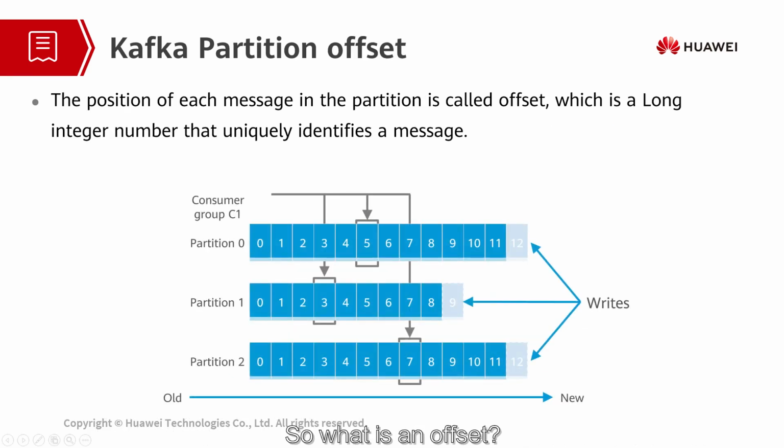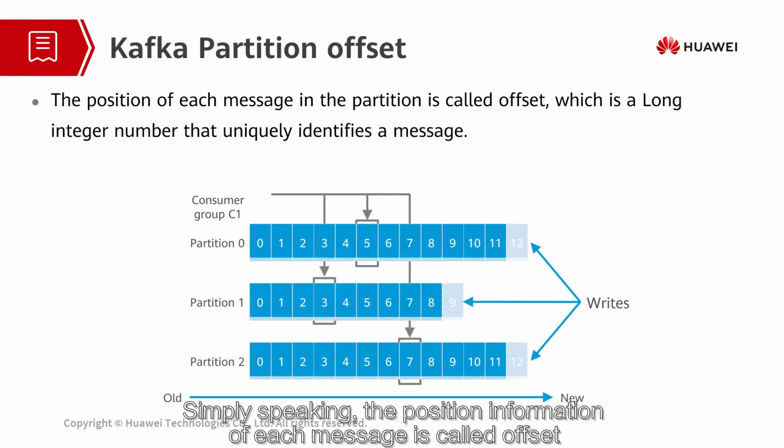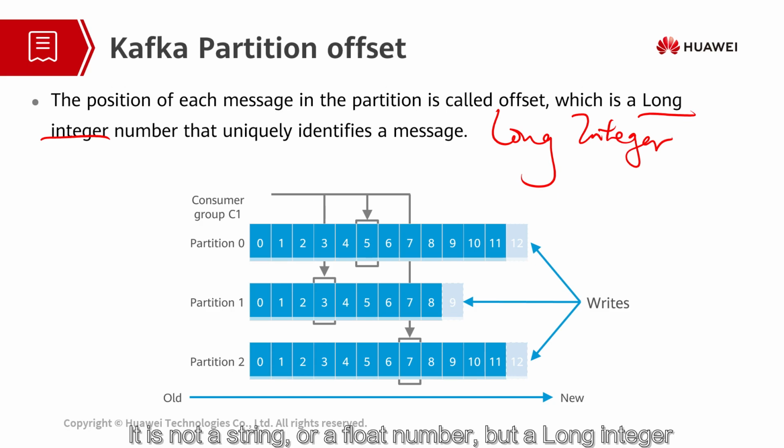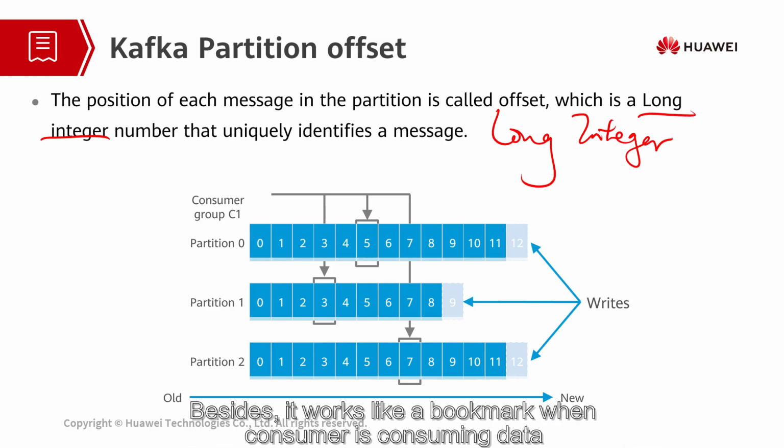So, what is an offset? Simply speaking, the position information of each message is called offset. And please note that an offset is a long integer. This is not a string or a float number, but a long integer. Besides, it works like a bookmark when a consumer is consuming data.